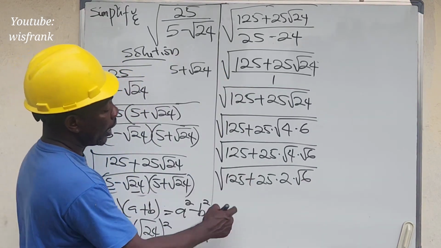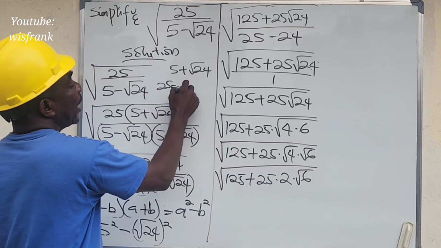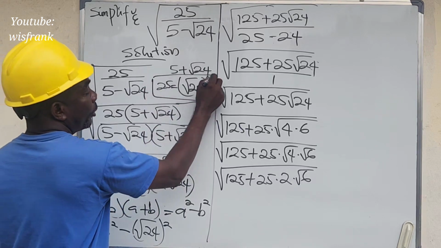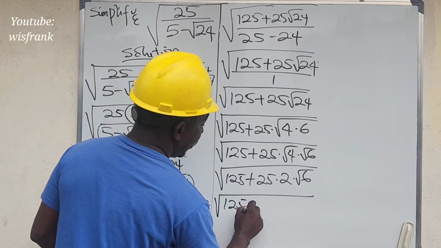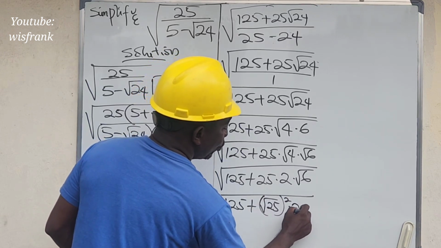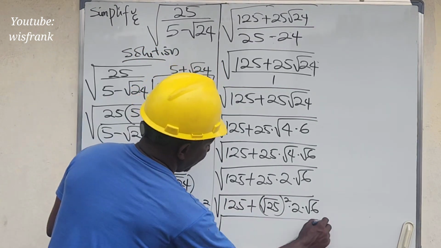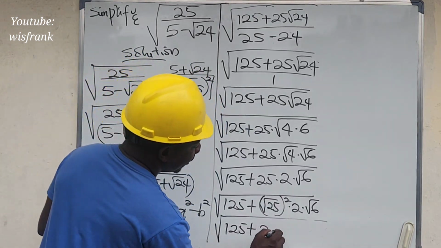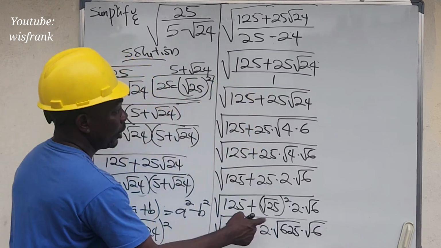So the next step, we can represent this 25. 25 here can be represented as square root of 25 all to the power of 2. So we are going to represent 25 as this. So this will become square root of 125 plus square root of 25 all to the power of 2 times 2 times square root of 6. So this we have here as square root of 125 plus 2 times, which is the same thing as having square root of 625 times square root of 6. So this is what we have.